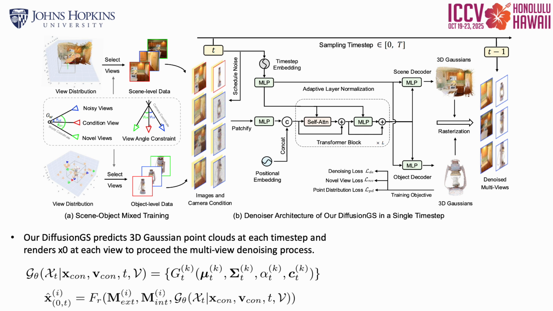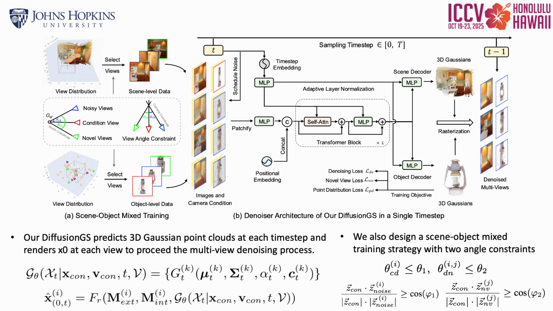Our DiffusionGS is a multi-view diffusion model that predicts 3D Gaussian point clouds at each time step and renders x0 instead of the noise epsilon at each view to proceed the multi-view denoising process. We also develop a scene-object mixed training strategy with two angle constraints. The first constraint is on the angle between viewpoint positions. The second constraint is on the angle between viewpoint orientations.